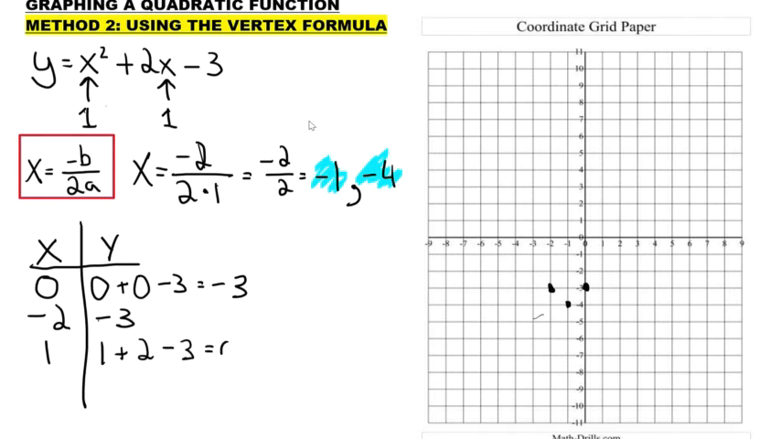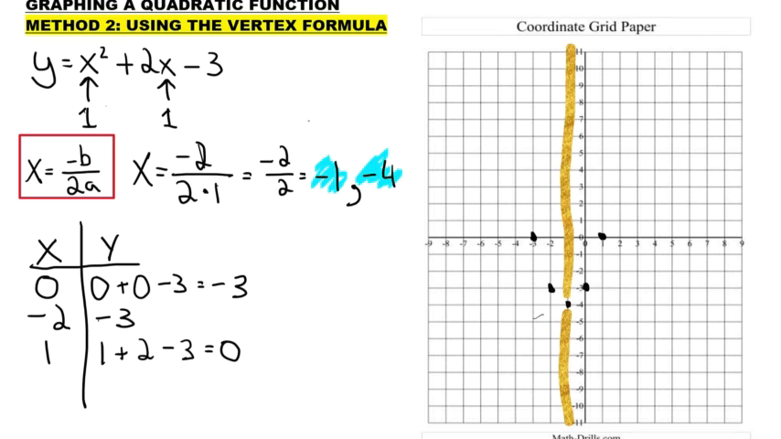Well, what do you know? That's going to give us 0. So we now know that 1, comma 0 is another point right here. And if that's 1, comma 0, we therefore know that negative 3, comma 0 is also going to be a point. Remember, everyone, it's an axis of symmetry right here. Whatever happens on the left will also happen on the right, and vice versa.